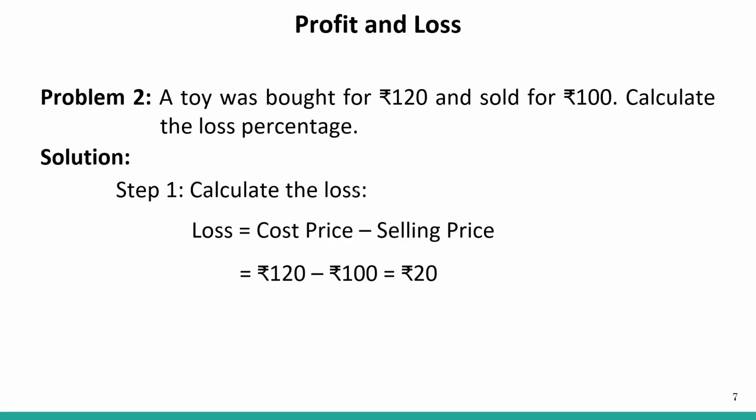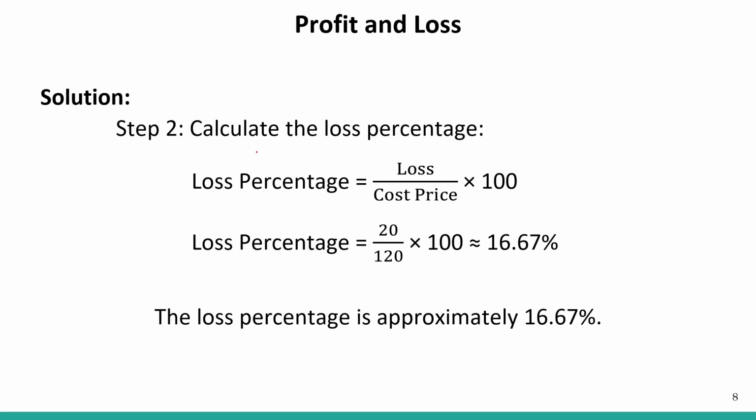Now calculating the loss. Loss is equal to cost price minus selling price, so 120 minus 100, because the cost price was 120 and the selling price was 100. It came out to be 20. Calculating the loss percentage: loss by cost price into 100, so 20 by 120 into 100, which is nothing but 16.67%. The loss percentage is approximately this much, or mathematically, it will be 16.6 bar percentage. This is a rational number with repeating terms after the decimal.